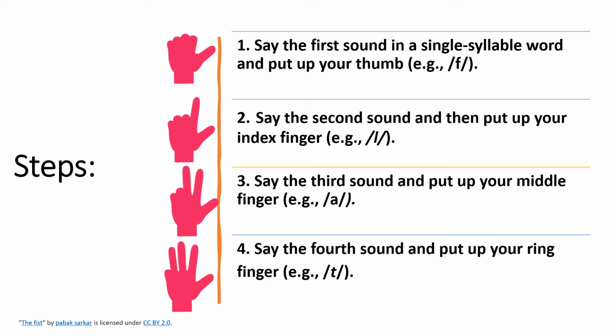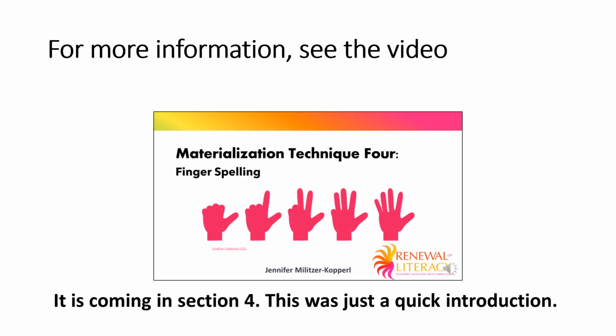Number 4, say the fourth sound and put up your ring finger. Example, t. For more information, see the video, Materialization Technique 4, Finger Spelling. It is coming in Section 4 of this course. This was just a quick introduction.